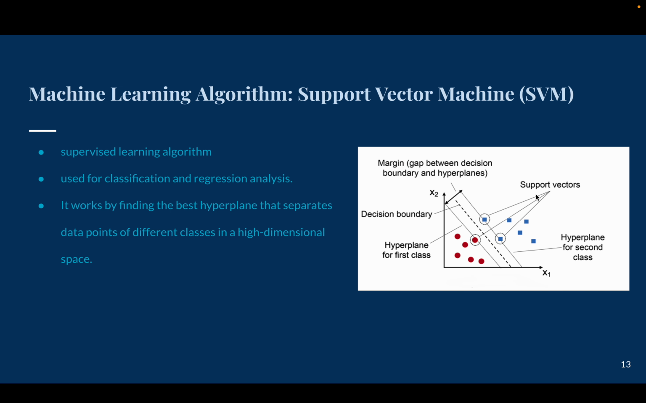As you can see in the figure, the red points are separated from the blue points by a decision boundary. However, this is an example with only two features, x1 and x2. In my case, there are 21 features.